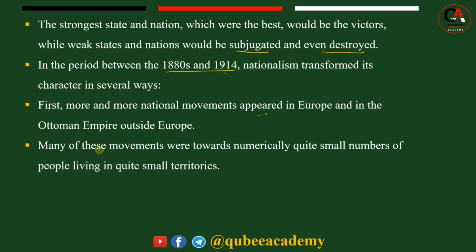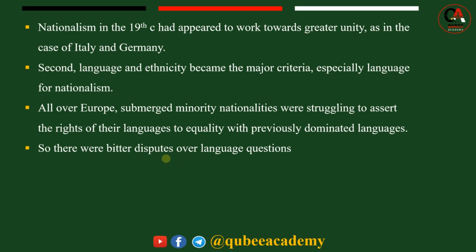So many of these movements were among numerically quite small numbers of people living in quite small territories. Their focus, or this nationalism, was on small states and small lands with small populations, so it led to unification. So nationalism in the 19th century appeared working toward this greater unity, as in the case of Italy and Germany. A positive consequence of nationalism was the unification of dispersed states in the case of Germany and Italy.